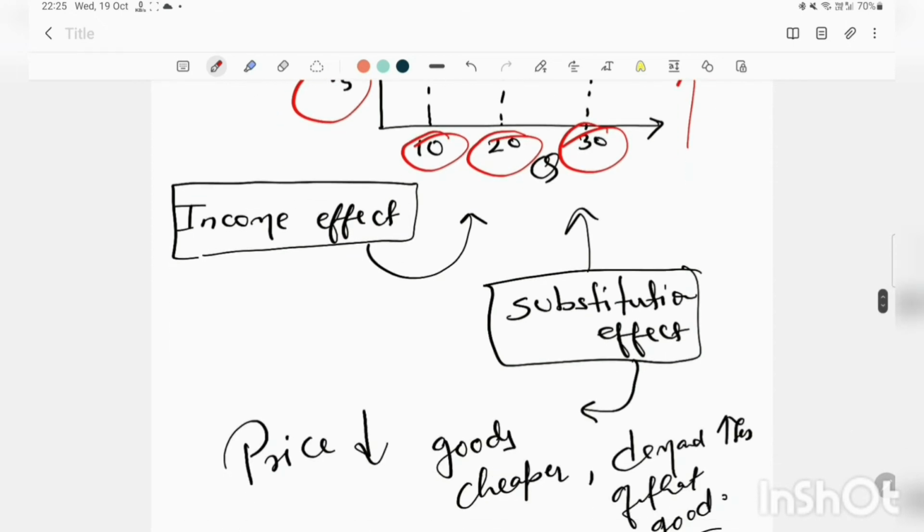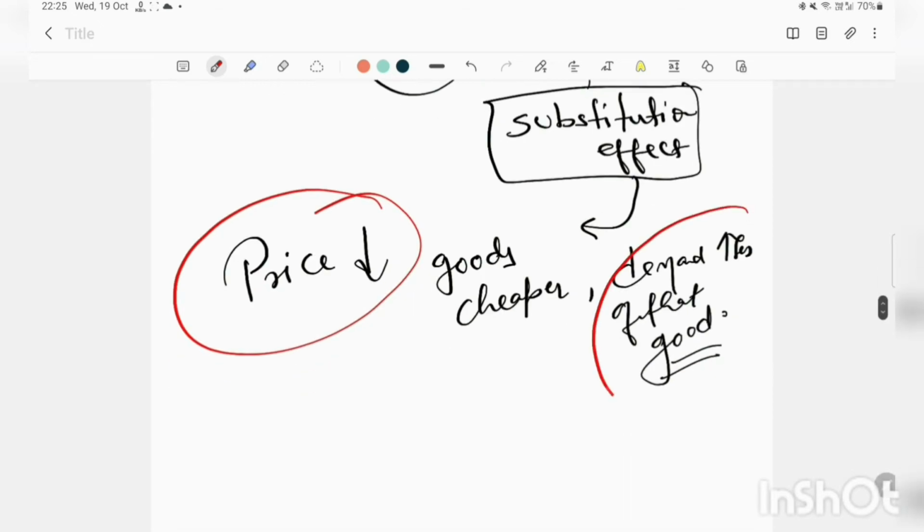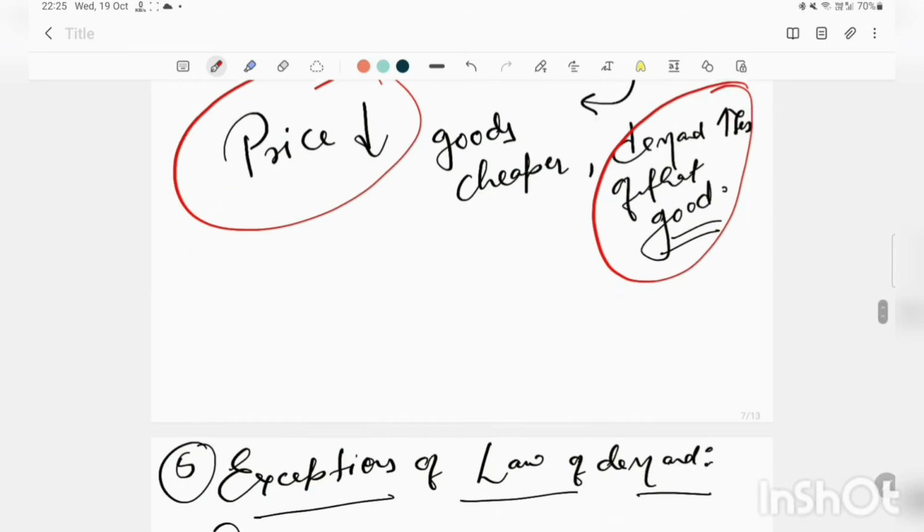And as far as substitution effect is concerned, we have already discussed, when the price of any commodity gets reduced, it becomes cheaper, and we want to buy more of that particular product, so that our demand for that particular product increases.